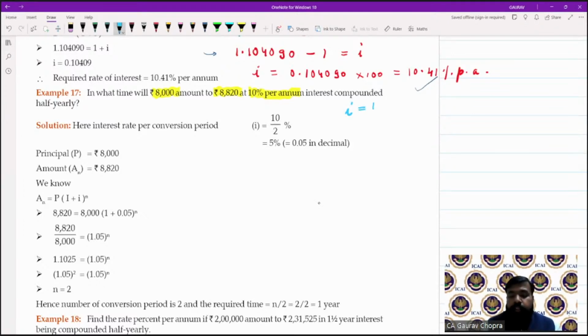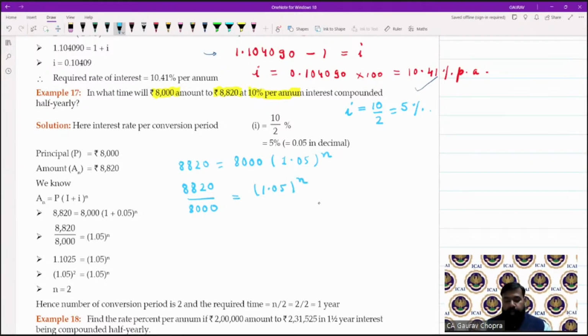So I will be 10 upon 2, that is 5%. So let's calculate. The amount we can write: 8820 equals principal, which is 8000, times 1.05 to the power of n. Now 8000 will go on the other side and get divided, equal to 1.05 to the power of n.